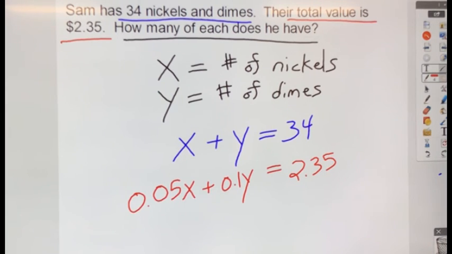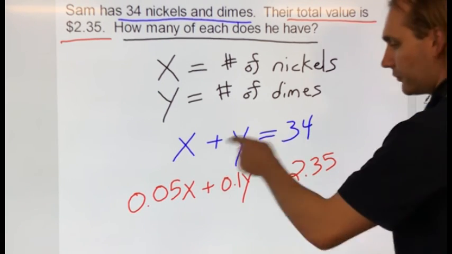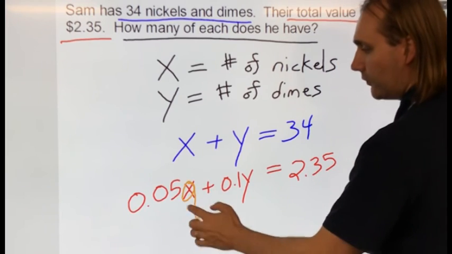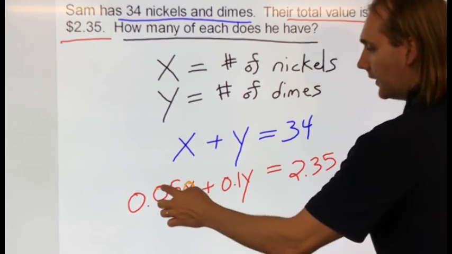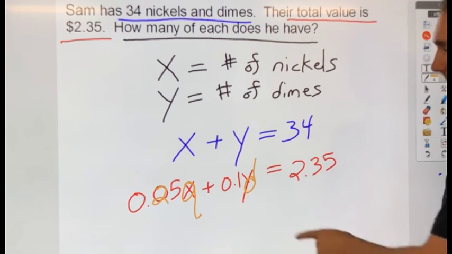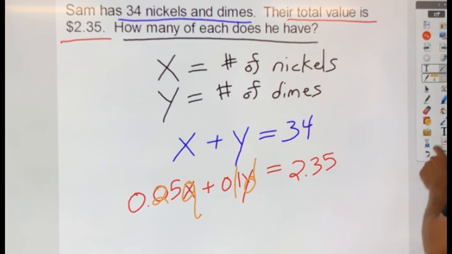Now, let's make sure you're paying attention and knowing what's really going on here. If I call this quarters, what would I put here? 0.25. If I was calling this dollars, what would I put here? Just a 1. Okay, very good. All right, so here's my 2 equations.